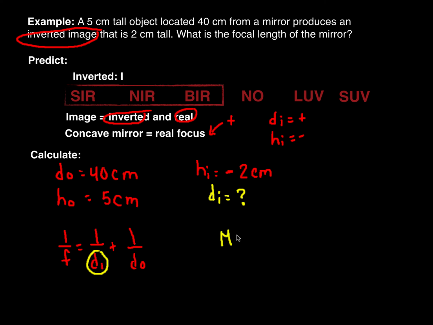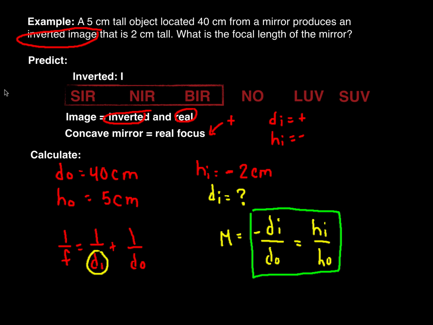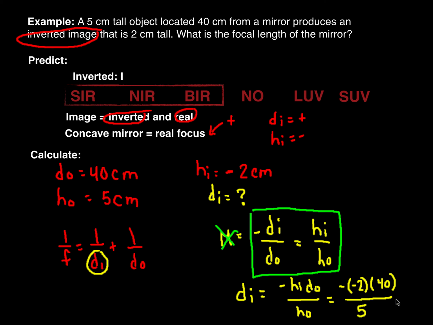The second equation is M = -di/dO = hI/hO. This is actually like 3 equations in one, so we only take the part of it that we need to solve for what we have. We don't need the M part, since what we need to find is di. Rearranging this for di, we get di = -hI dO/hO. This is negative times -2, because our hI is negative because of the inverted, times 40 for our dO, divided by 5 for our hO, which gives us a distance for the image equals plus 16 centimeters.